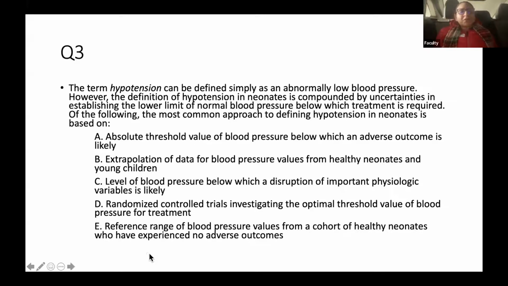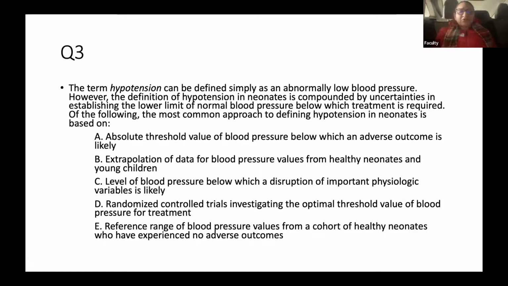Next question. The term hypotension can be defined simply as an abnormally low blood pressure. However, the definition of hypotension in neonates is compounded by uncertainties in establishing the lower limit of normal blood pressure, below which treatment is required. Of the following, the most common approach to define hypotension in neonates is based on what? Because it's the most debatable one. And so it's based on what?